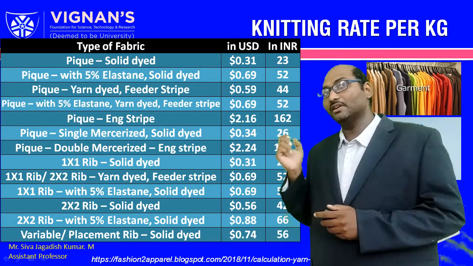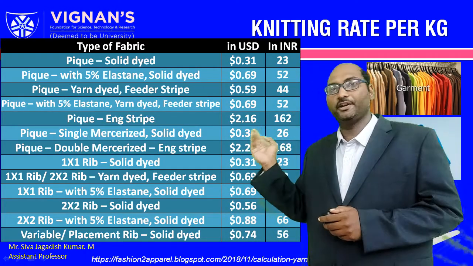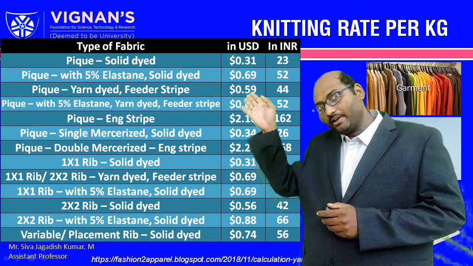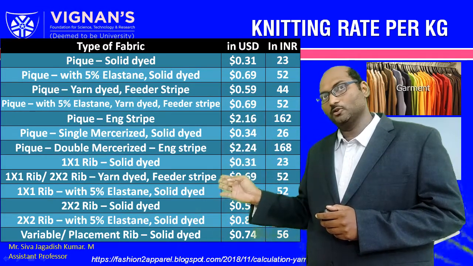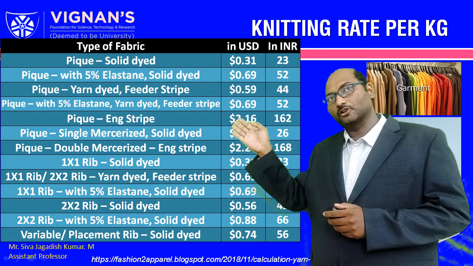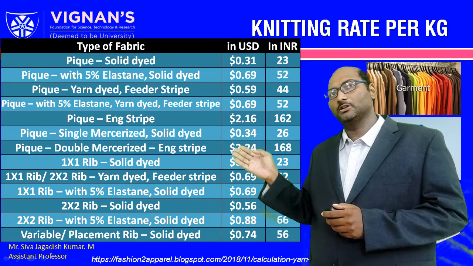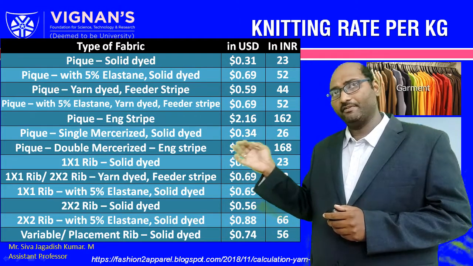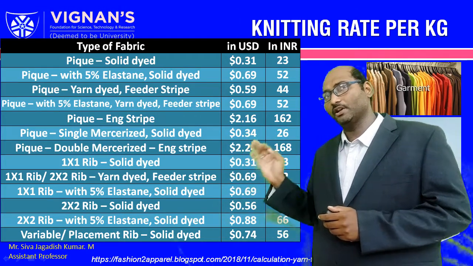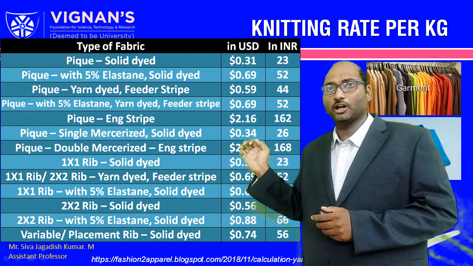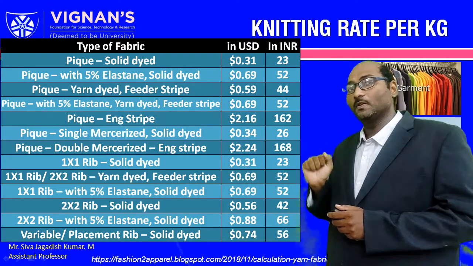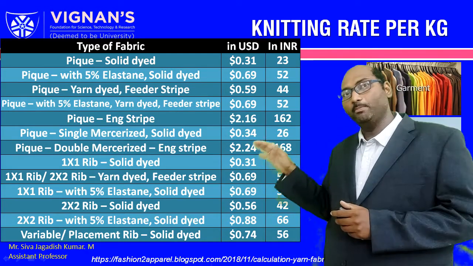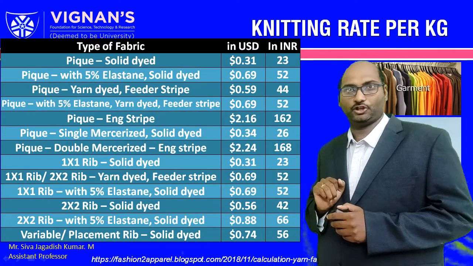Okay. So in this case, in case of solid dyed, earlier we have seen 16 rupees, now it is 23 rupees. Similarly, if it is changing to piqué structure, then within this also single mercerized and double mercerized, whether it is a solid dyed, whether it is an engineered stripe, whether it requires elastane or not, accordingly the cost is going to change. Similarly, for rib also, it is going to change.